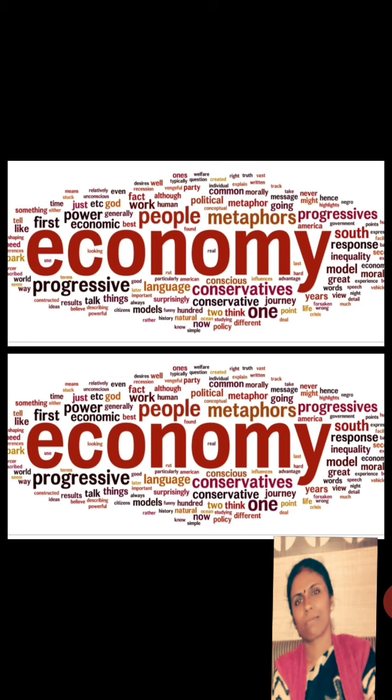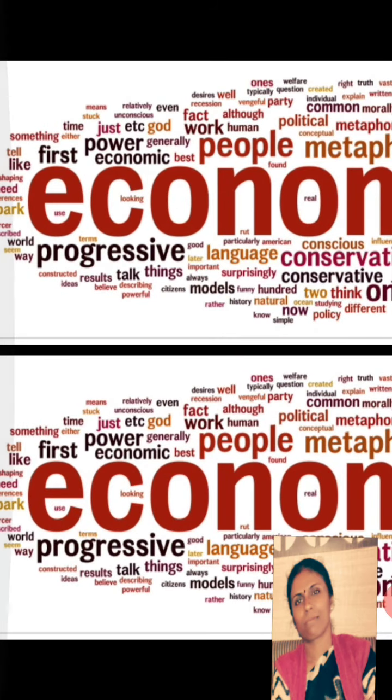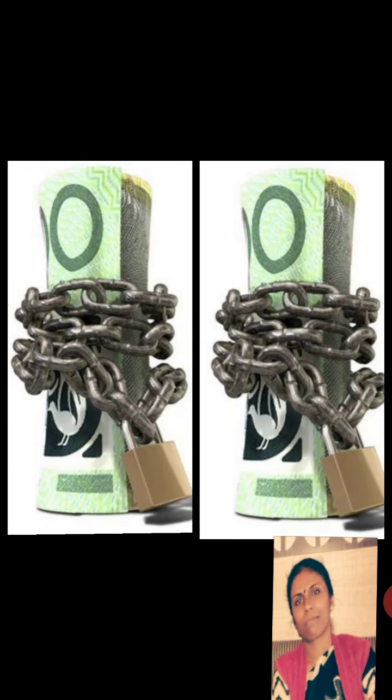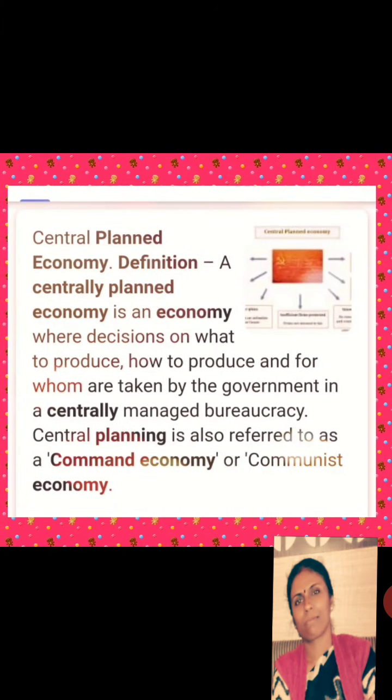Then what do you mean by centrally planned economy? The name itself indicates that everything is managed by the government. So in this economy, economic activities are carried out by the government of the country. That means the government maintains each and everything. So what is the meaning of the centrally planned economy?